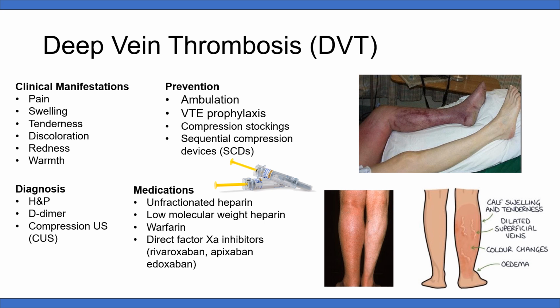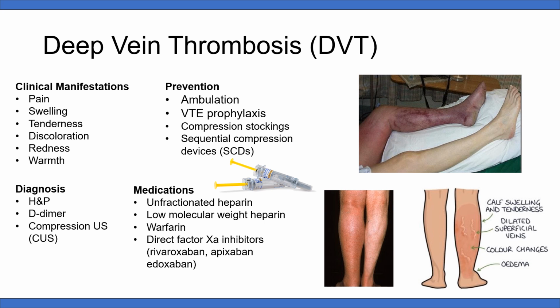So if we can prevent a DVT, then that would be great because we already know most of the patients that come into the hospital are already at risk. So let's prevent it before it happens. Ambulation, great to prevent DVT if the patient is able to ambulate.